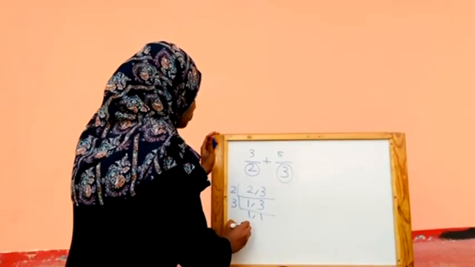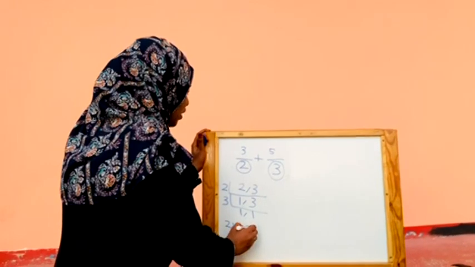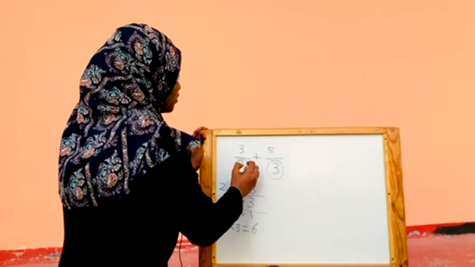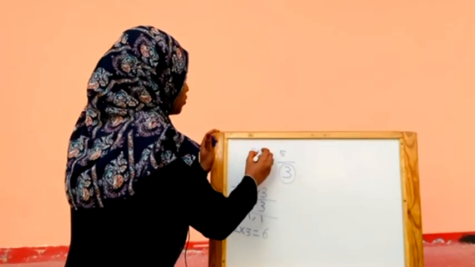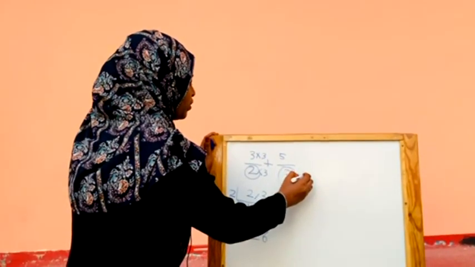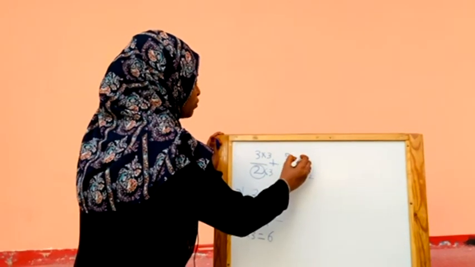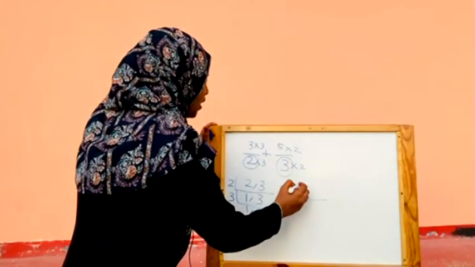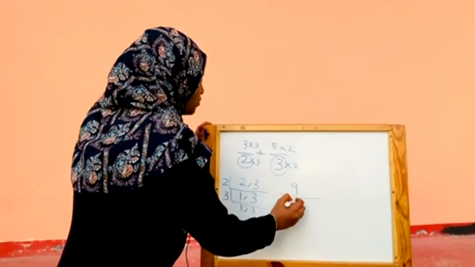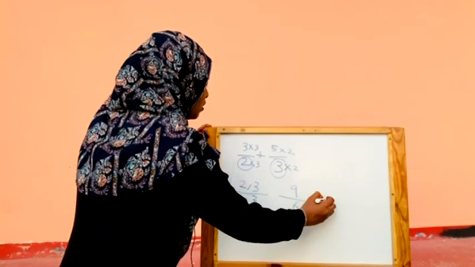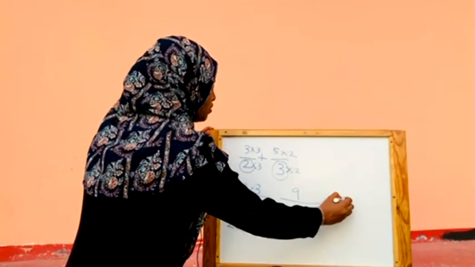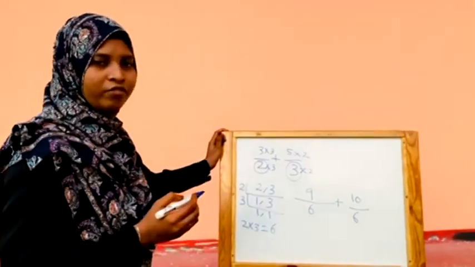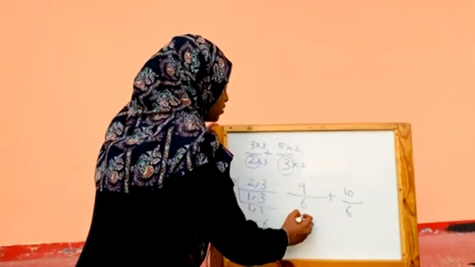We have to multiply 2 times 3. So the answer is 6. So here you have to write 2 times 3 is 6. So 3 times 3. Here 3 times 2 is 6 and here 5 times 2. And you have to write 3 times 3 is 9. 2 times 3 is 6. Plus 5 times 2 is 10. And 3 times 2 is 6. Now you have to add the following numbers. 9 plus 10.